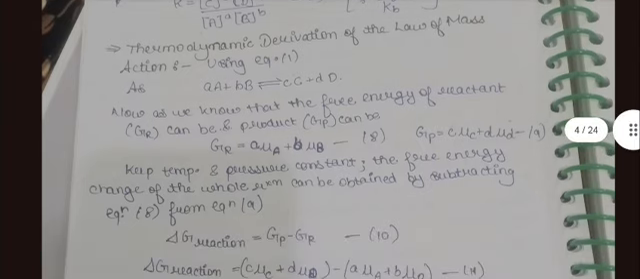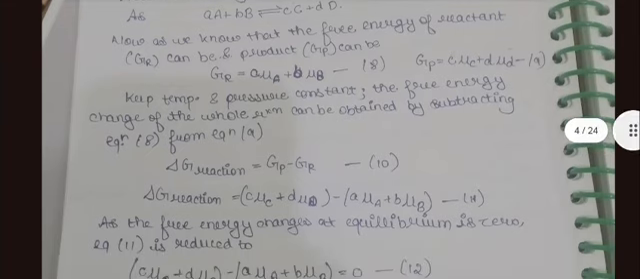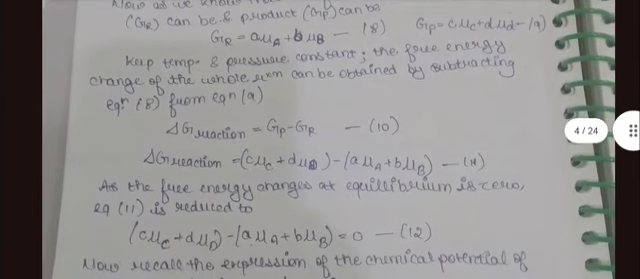Thermodynamic derivation of law of mass action using equation 1, aA plus bB in equilibrium state cC plus dD. Now, as we know, the free energy of reactant Gr and product Gp can be written as: Gr is equal to A Ua plus B Ub, Gp is equal to C Uc plus D Ud, keeping temperature and pressure constant.